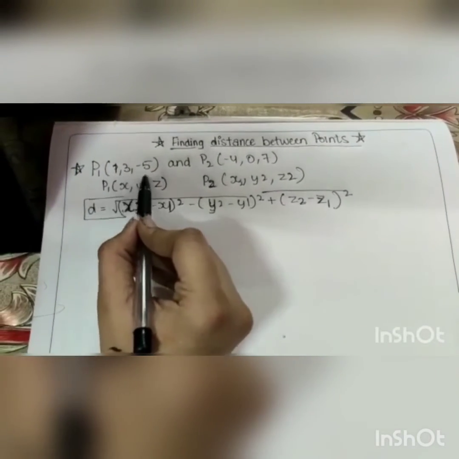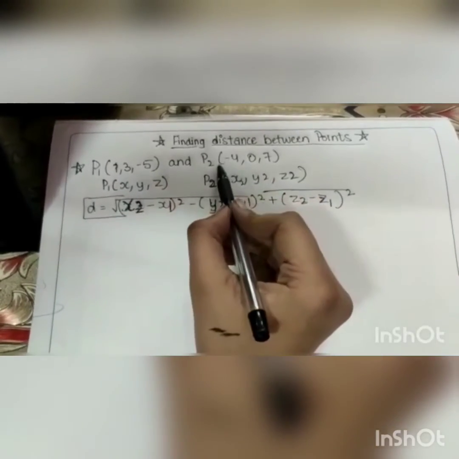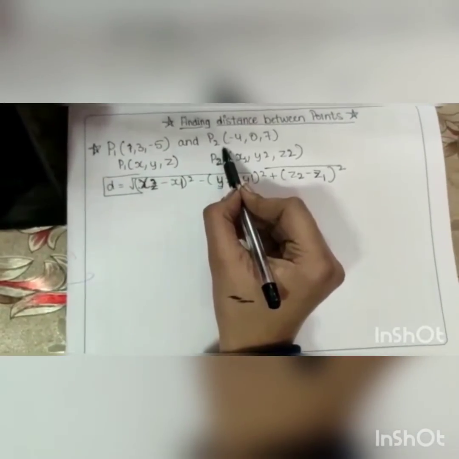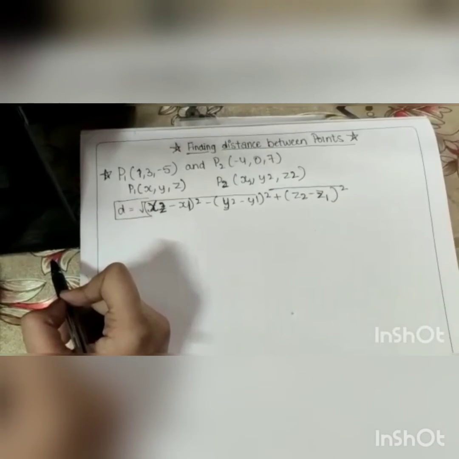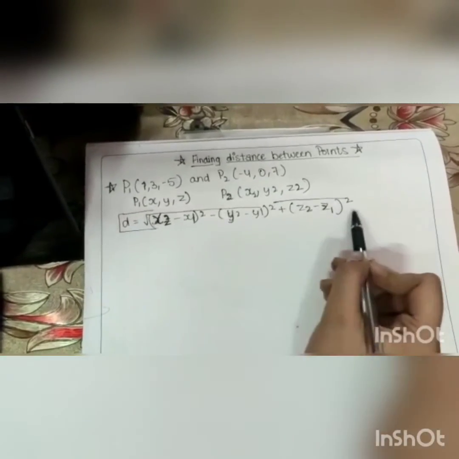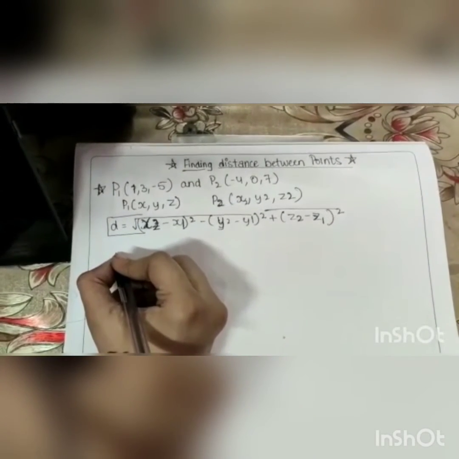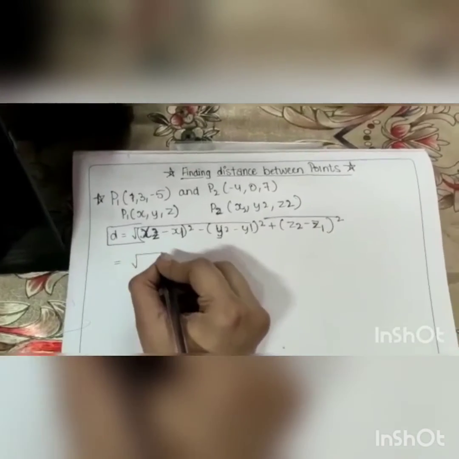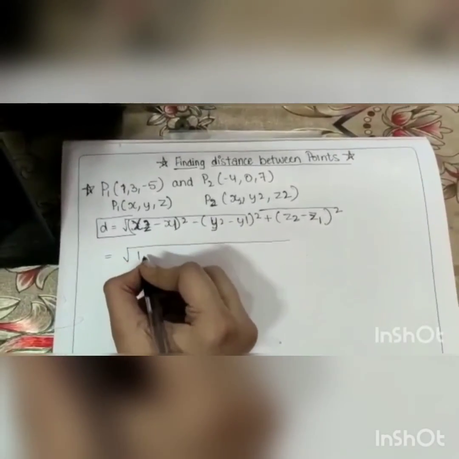Now we're going to look at some examples of finding the distance between 2 points when the points are located in 3 dimensions. Look at the points (1, 3, -5) and (-4, 0, 7). If we label them as P1 of x1, y1, z1 and P2 of x2, y2 and z2, the distance formula is going to be the formula mentioned. So first, we'll solve it. It will be the square root of (x2 minus x1) whole square plus (y2 minus y1) whole square, and then we'll add (z2 minus z1) whole square to it.